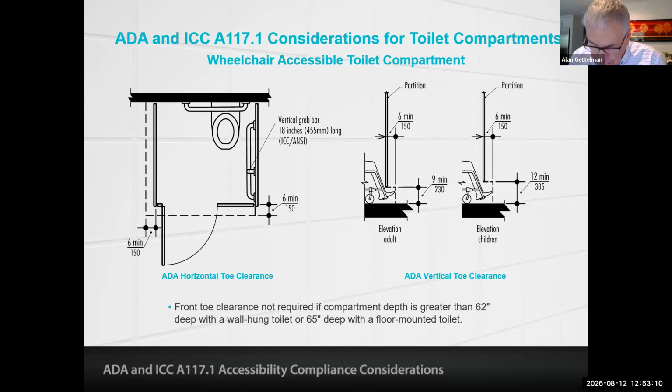Now we switch over to the ICC A117 standards. The toe clearance requirement is 12 inches high minimum for both adults and children, but now must extend 8 inches minimum beyond the compartment front and one side, exclusive of the stiles. Toe clearance at the front and side is not required for the A117 if the interior dimensions are a minimum of 68 inches wide and 68 inches deep.